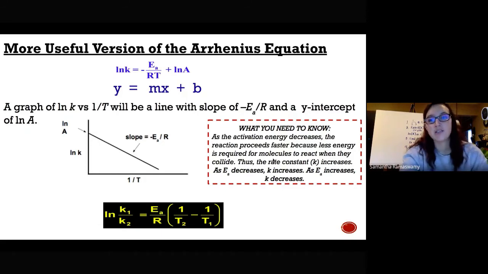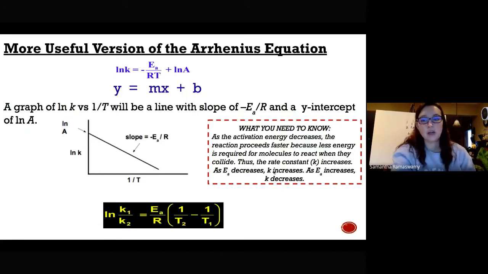So as activation energy decreases, the rate constant increases, or the other way around: as we increase the activation energy, we decrease the value of the rate constant. So that is what you need to know.